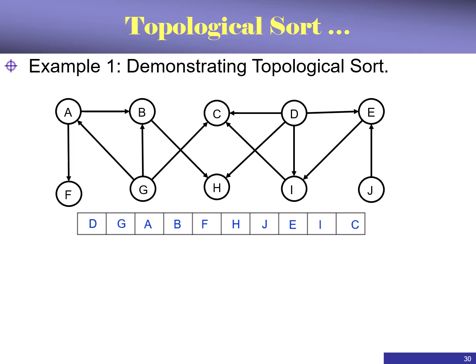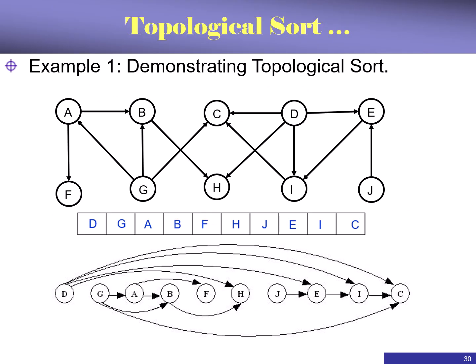So this is the graph and this is the topological sort. What does topological sort mean? You are linearly arranging the vertices in a sequence. Let's put it in an acyclic graph. So this is the directed acyclic graph. Can you see D, G, A, B, F, H, J, E, I, C? This is the sequence of the vertices.